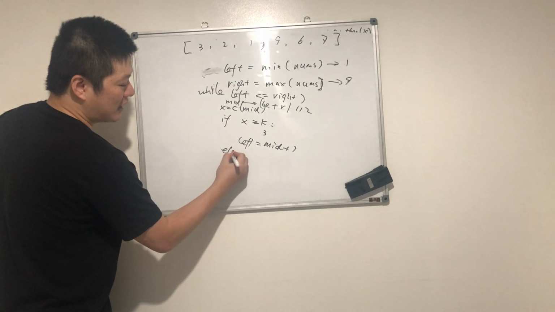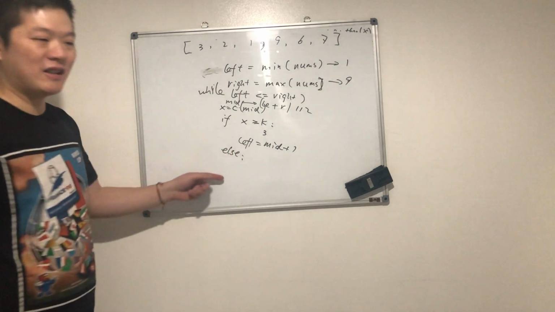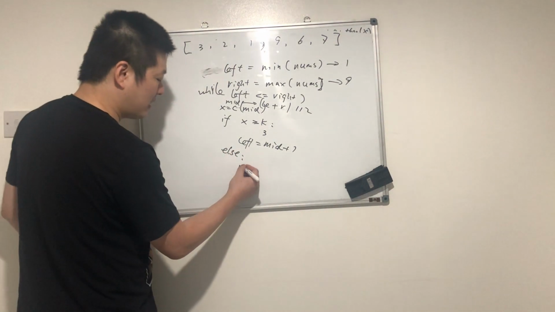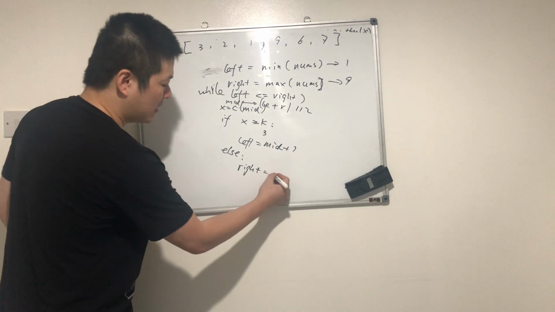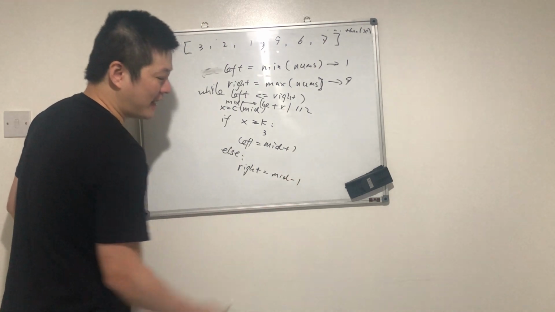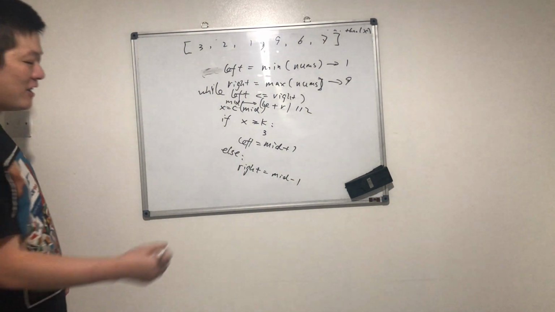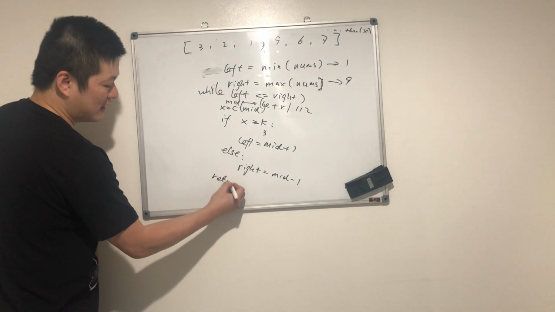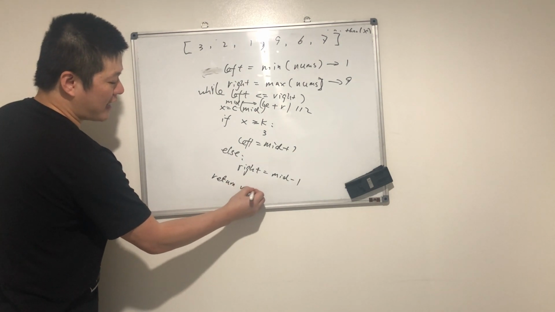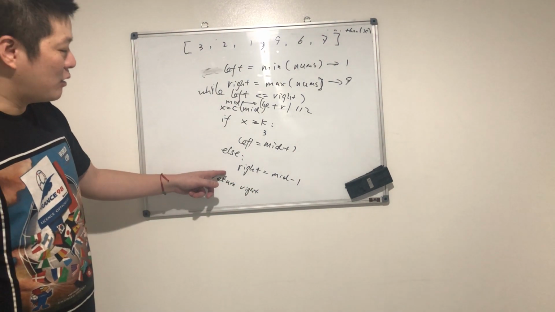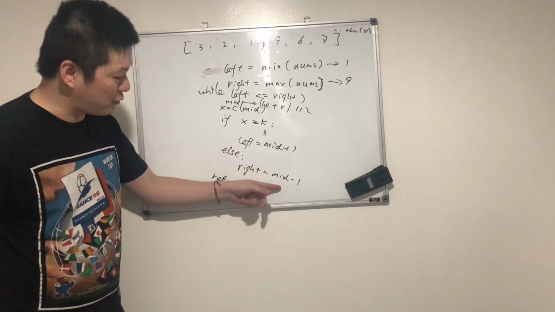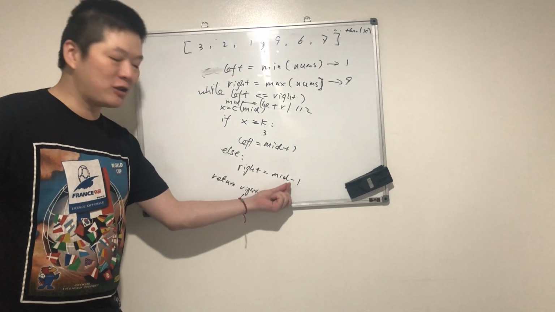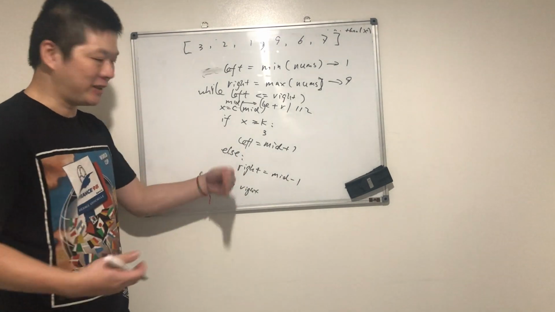And else, can you guess what this is? Right equals mid minus 1. Then return what? Right. This is a special case. Sometimes it's return left, but in this case we're returning right, because we need to minus 1 to get this boundary right. Okay?